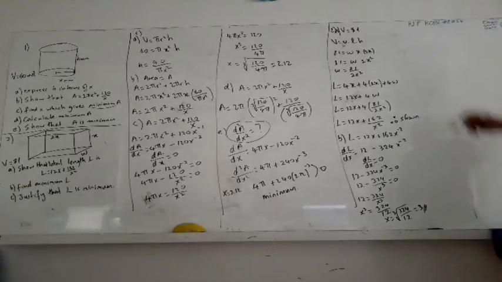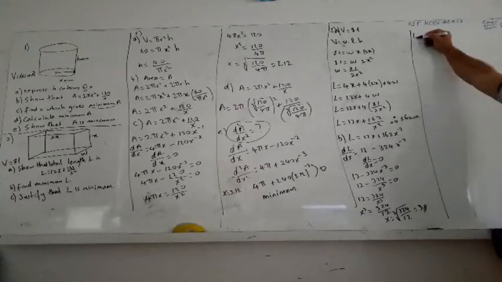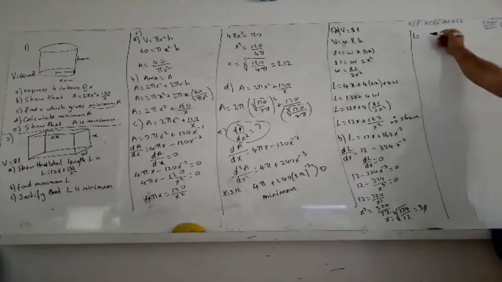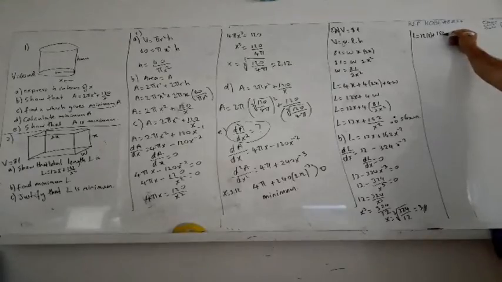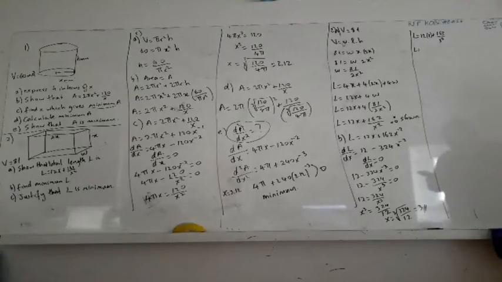Now, we have to find the value for L. L is equal to 12 times 3 plus 162 over 3 squared. L is 64.